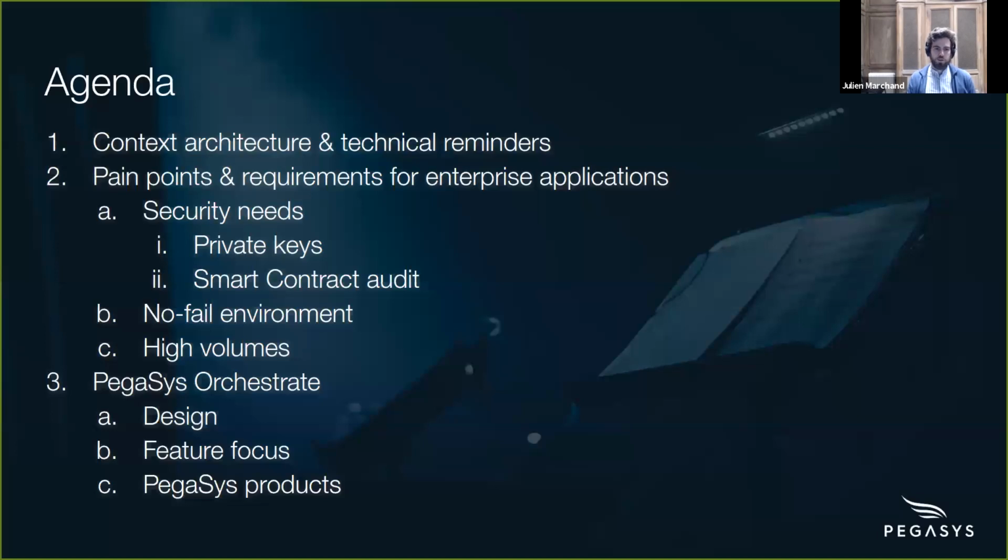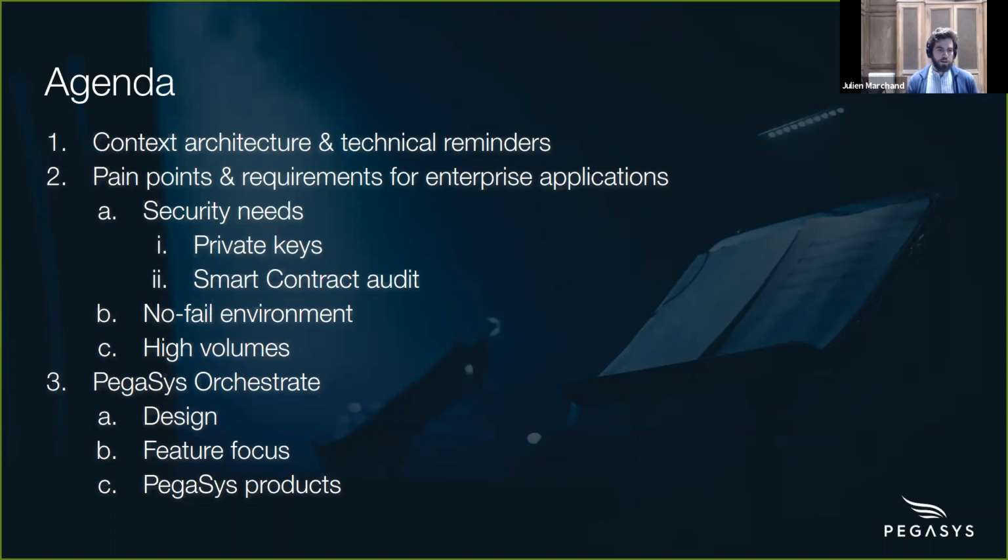Starting with the security needs, then the no-fail environment. So basically making sure that your transaction and your flow never stops and can run properly, smoothly. And then what are the tips to handle high volume throughput on a given blockchain?